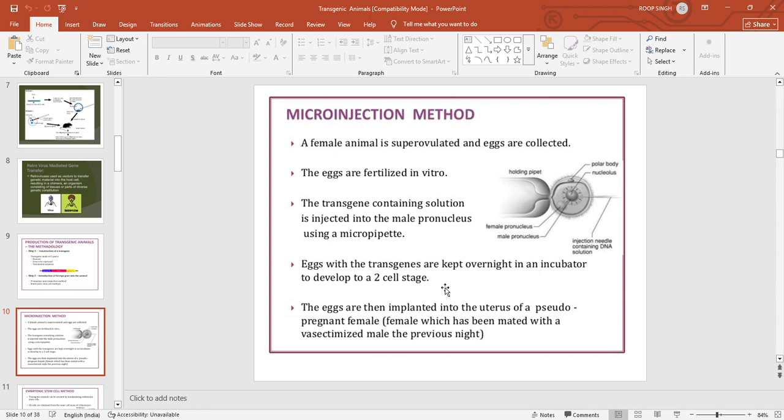Eggs with the transgene are kept overnight in an incubator to develop to a two-cell stage. Once the gene is introduced to the male pronucleus, it is put in an incubator to develop into the two-cell stage. The eggs are then implanted into the uterus of a foster mother.